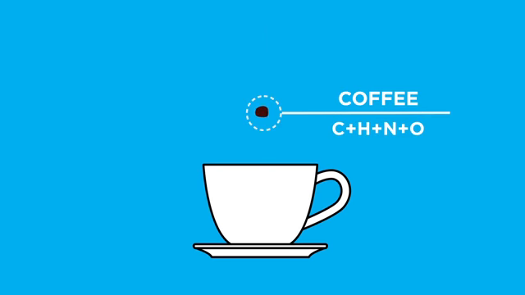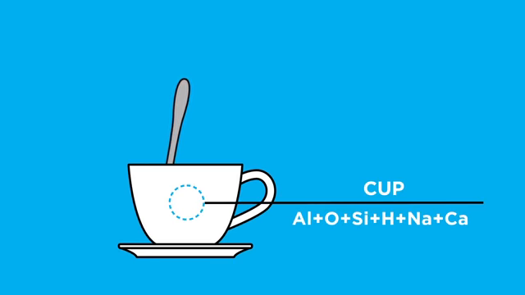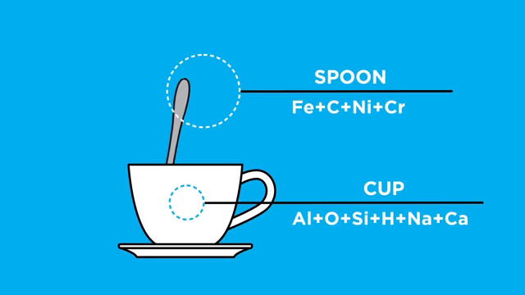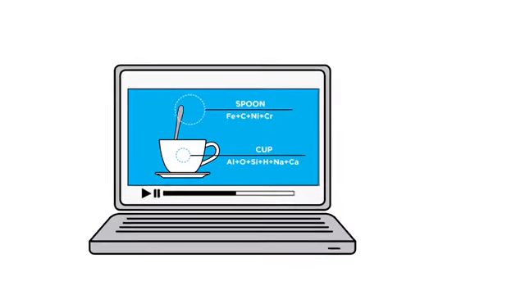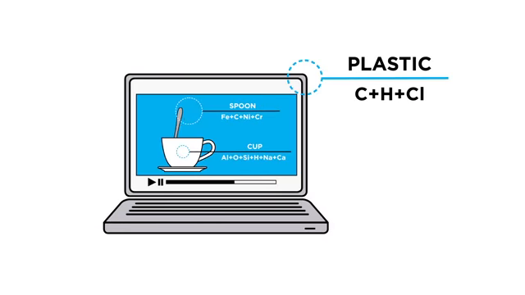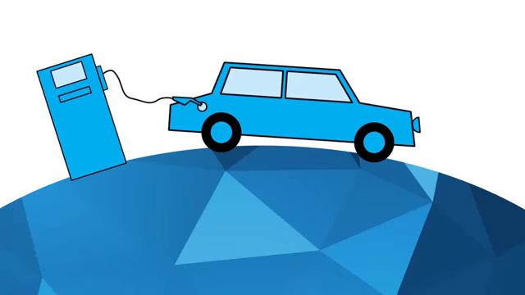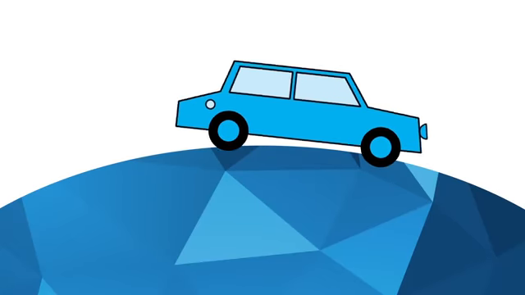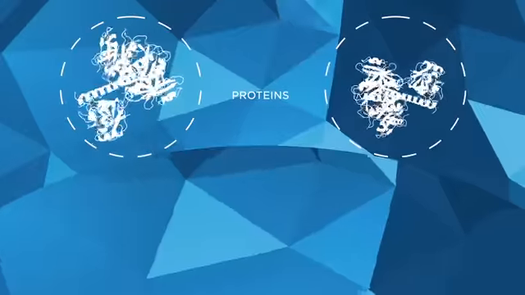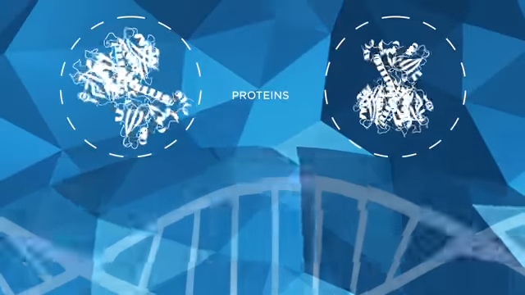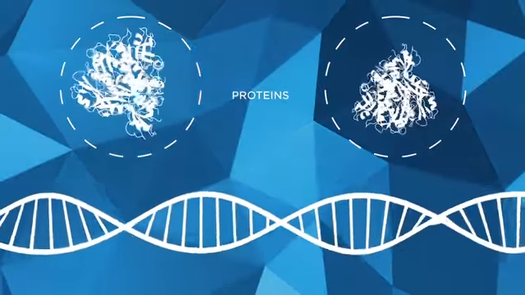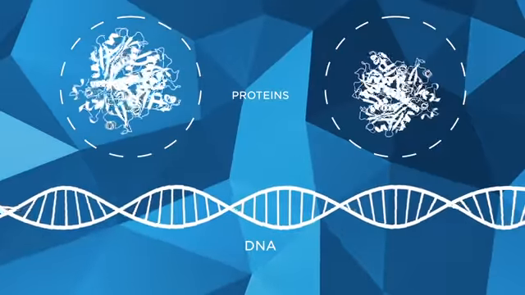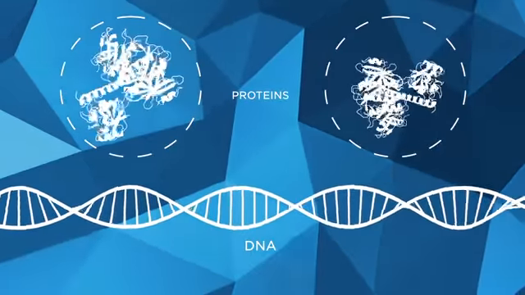The coffee. The cup and the metal of the little spoon we stir it with. The plastic our computer is made of. The rubber on the tires of our car and the gasoline that makes it run. Proteins. DNA. Everything around us and inside us are atoms that combined.